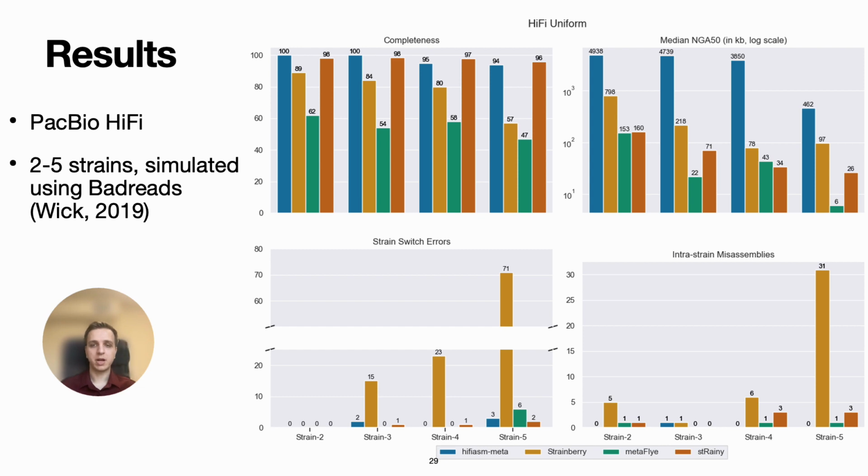For simulated PacBio Hi-Fi reads, we can include Hi-Fi ASM Meta in this comparison as well. This time, we see that Hi-Fi ASM Meta and stRainy produce comparable results in completeness, strain switch errors, and intra-strain misassemblies. But Hi-Fi ASM Meta has higher NGA50 than stRainy.